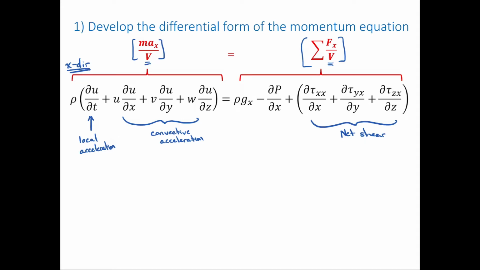Now that net shear is both normal as well as tangential to the surface. Normal shear stress often is denoted by pressure, right? So these are pressure terms. And then we have our body forces due to gravity. Body force due to gravity. Now, there could be other body forces like magnetism and such, but we're not dealing with that right now.